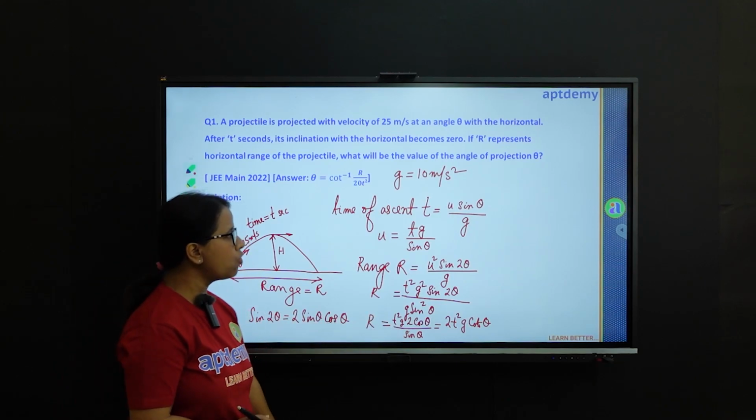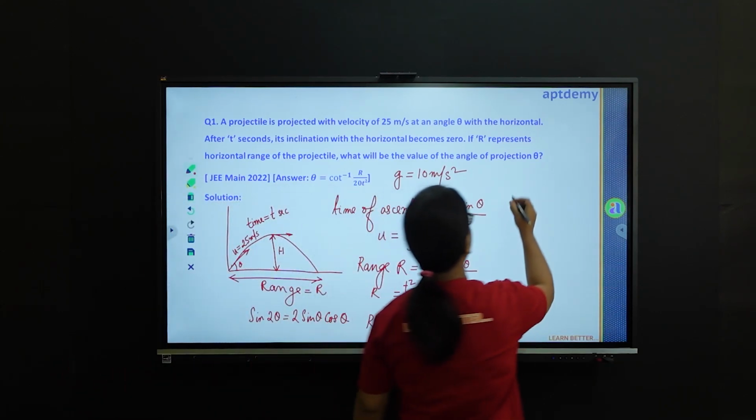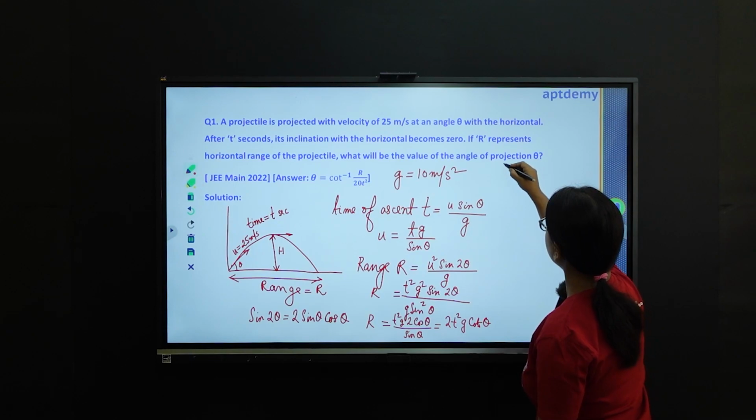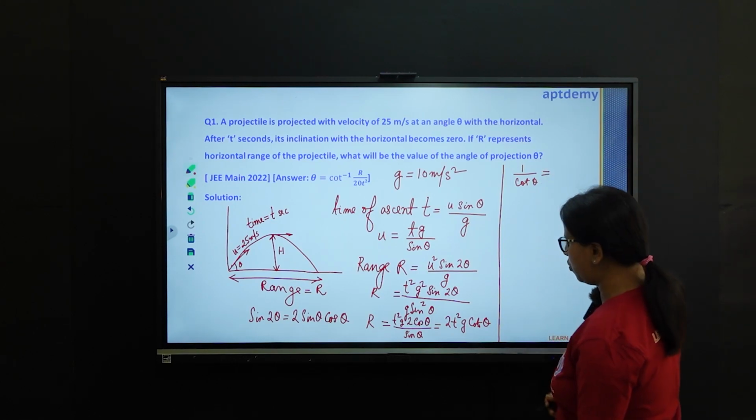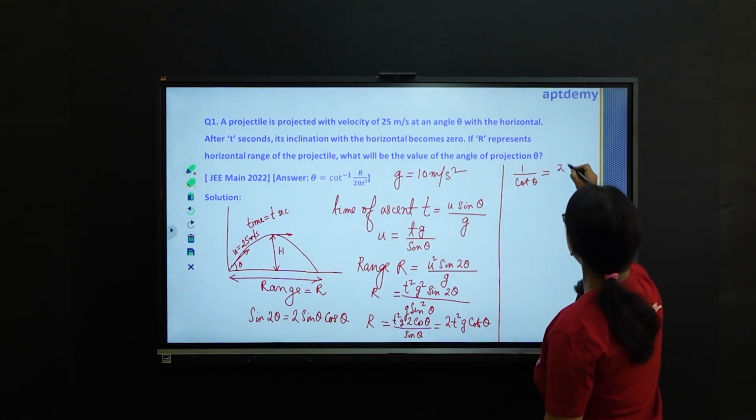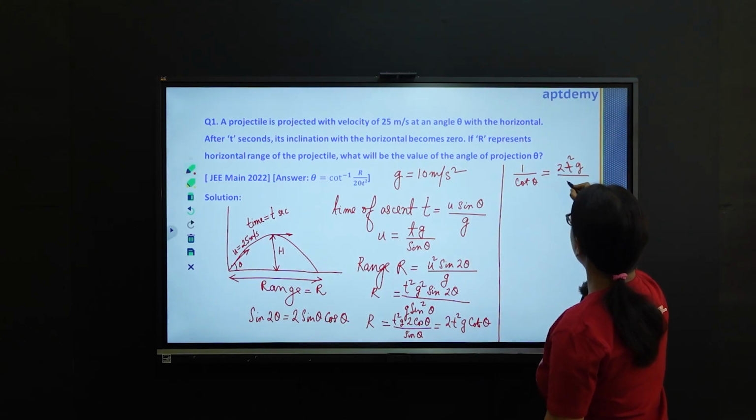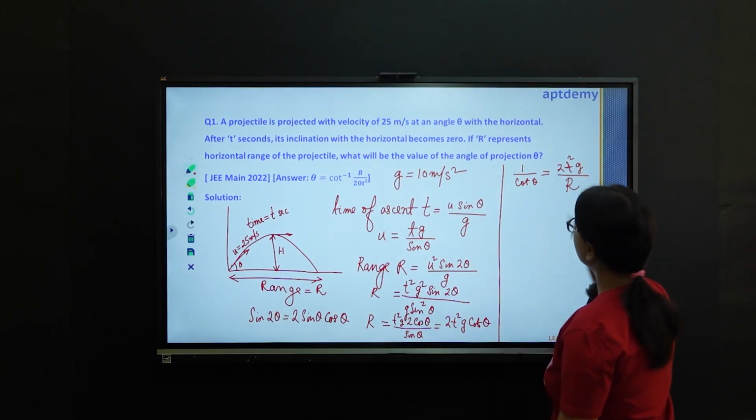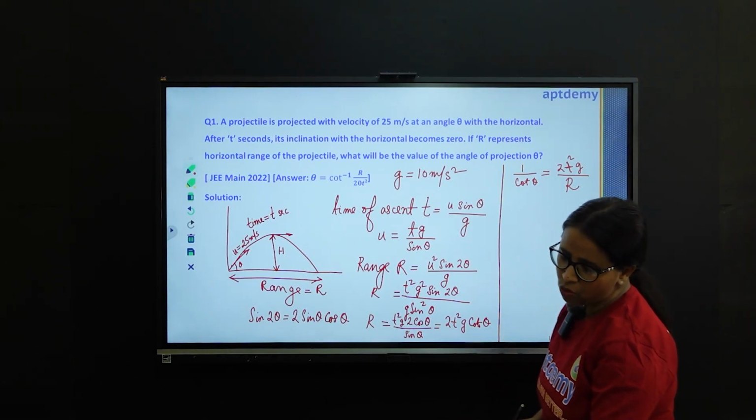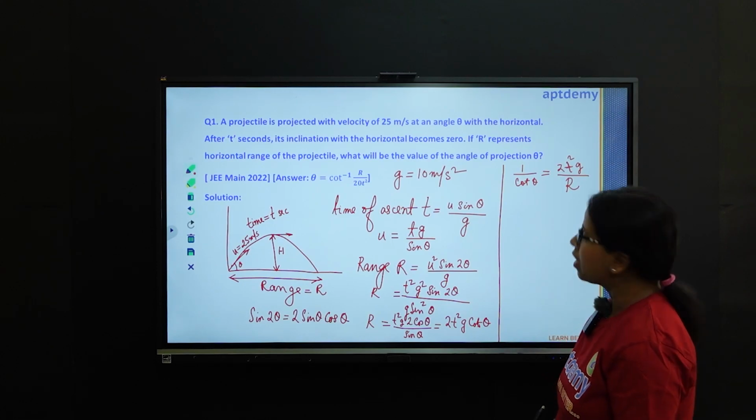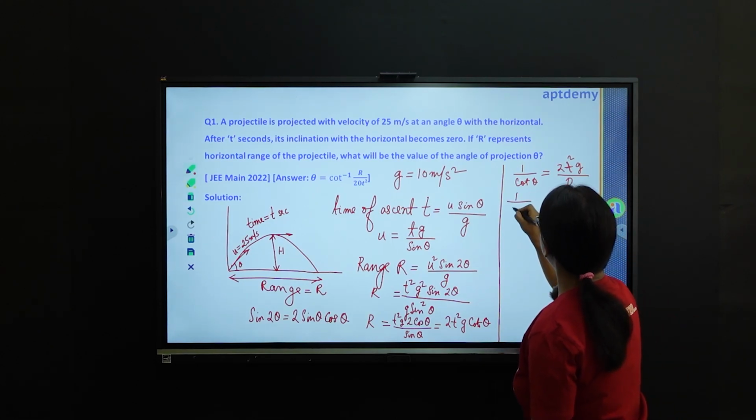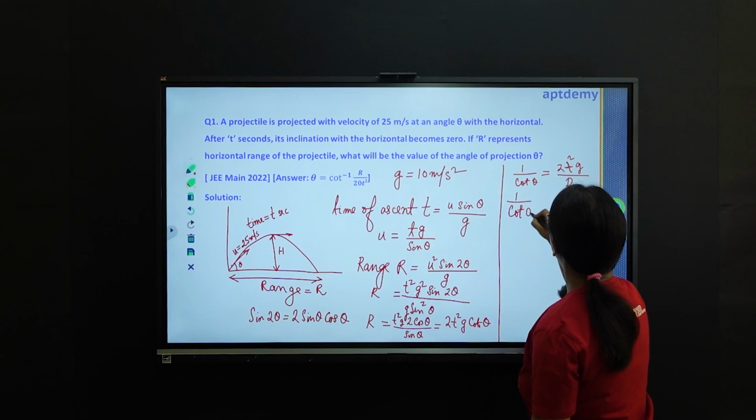Now if we try to find out from here, we can write 1 by cot theta is equal to 2t square g by R. So we have tan theta, 1 by cot theta, equal to 2t square g by R. Now let's substitute the value of g as 10.